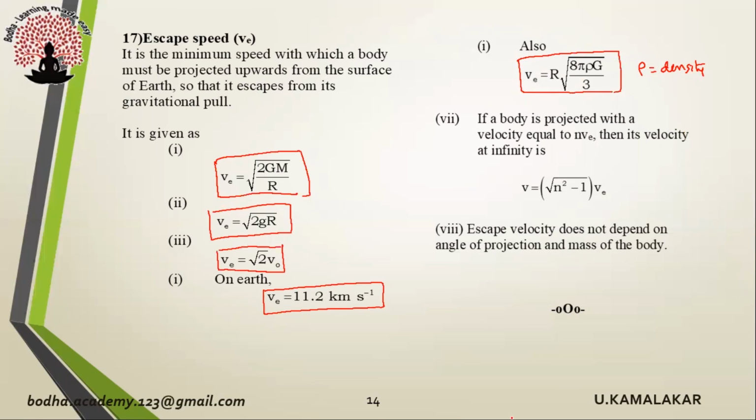If a body is projected with a velocity equal to n times escape velocity, then the velocity of body at infinity is given as v is equal to square root of n square minus 1 whole thing into Ve. Escape velocity does not depend upon angle of projection and mass of the body.